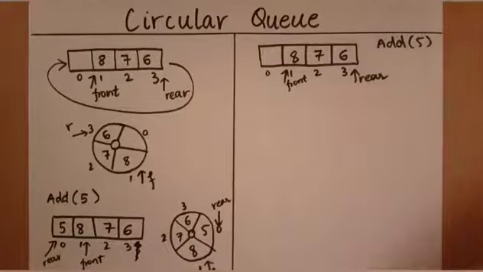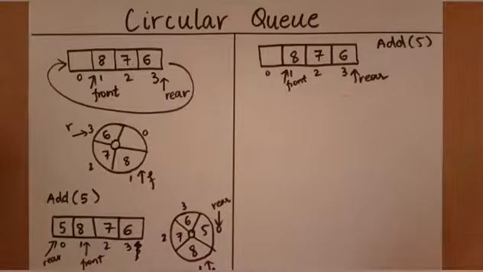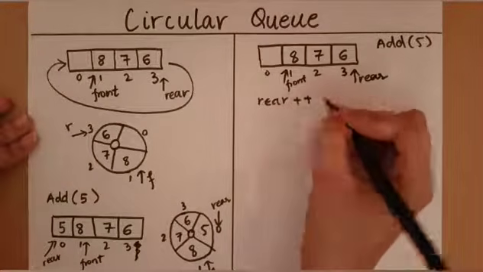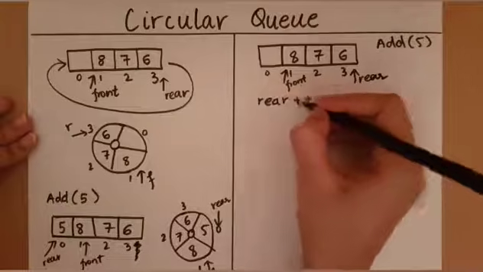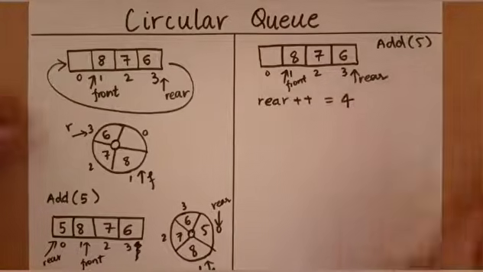So I want to add 5 to this. So what are the steps I must take? I want the rear to become 0. So first I will do rear plus plus. What will this give me? Rear plus plus is going to give me, from 3 it will become 4. So rear plus plus is going to give me 4.